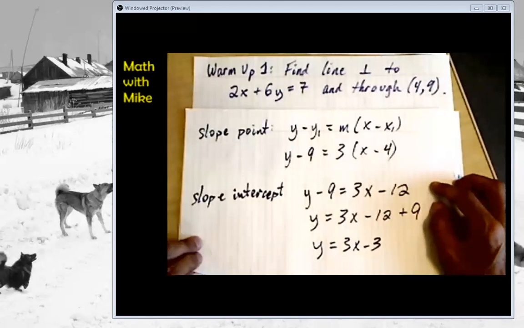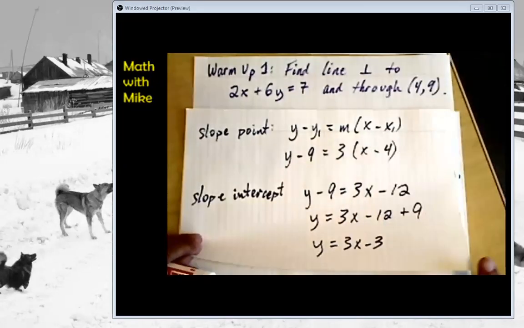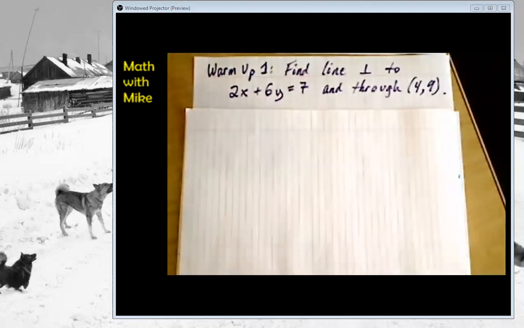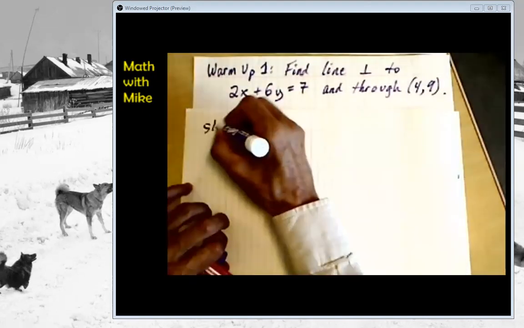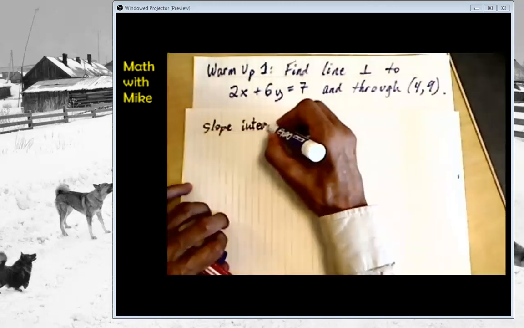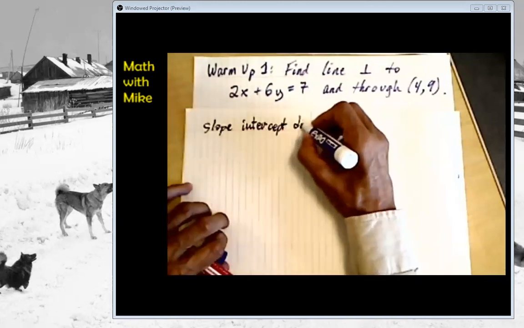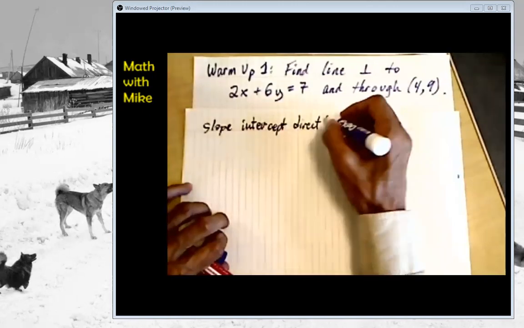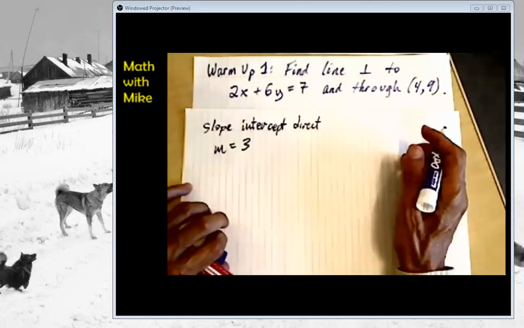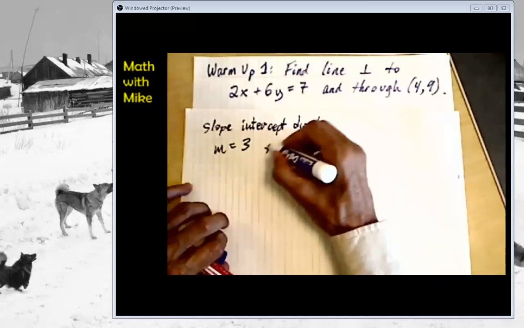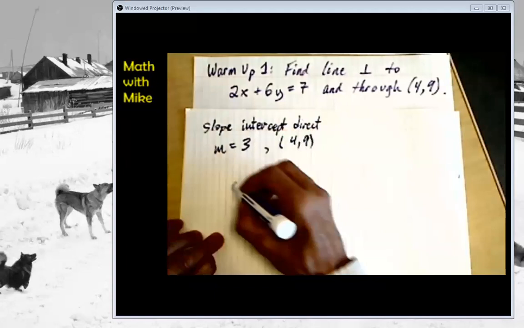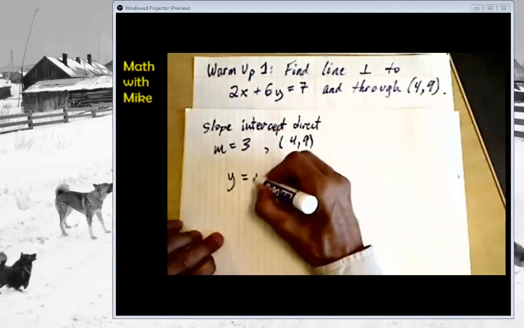Yeah, it should be the same. So I can do that here to show you. I'll say slope intercept direct, as opposed to going through the other style. So what do we know? We do know our slope is still plus 3. That's not going to change. We do know the point that we're going through is 4, 9. And so the work looks like this.